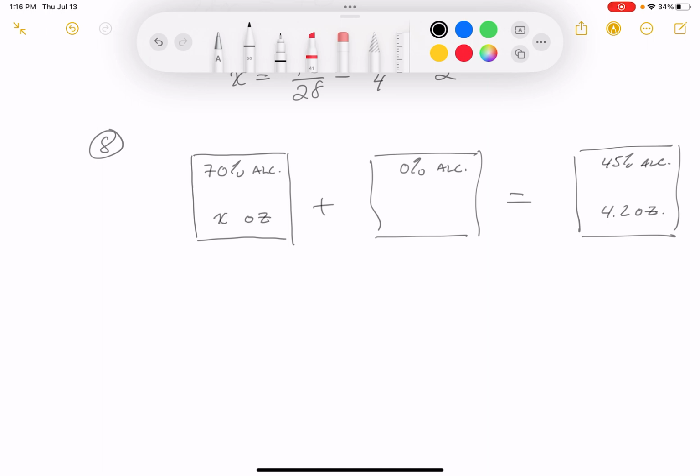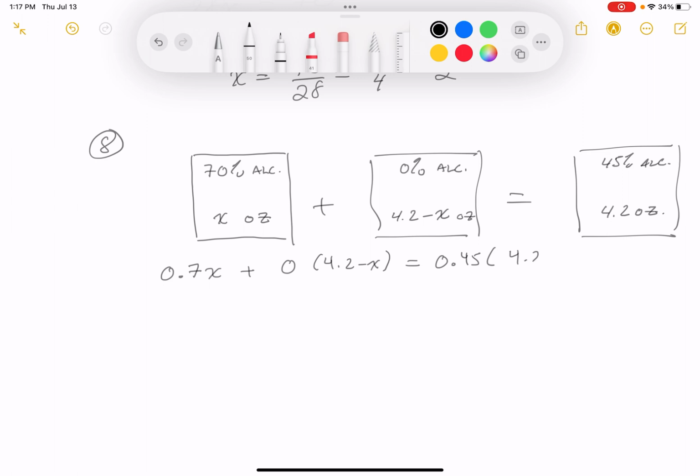Now someone says, what do you put down for the water? Well, I hope you realize that it's going to be 4.2 minus X. And why is that? When you add those two together, X and 4.2 minus X, you better get 4.2 ounces. All right, let's write the equation down now. 70% is 0.7. That's 0.7 times X plus, 0% is just 0, and 0 times what? 4.2 minus X equals, what do you get over there? 45%, which is 0.45 times 4.2.